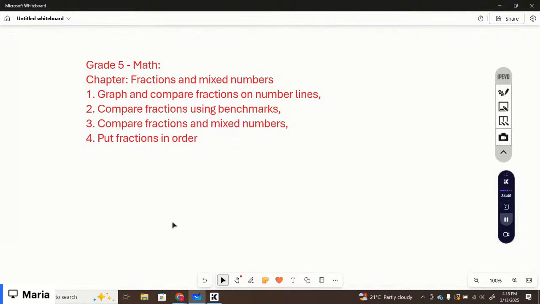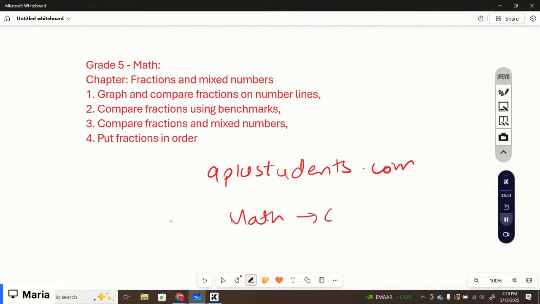You can find all the lessons on epsstudents.com. You'll have to log in there using your email address and password as provided by the administrator. Then you have to select Math from the subject tab, scroll down to grade 5 Math, and then click on View Your Lessons.